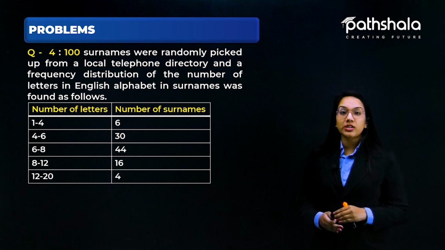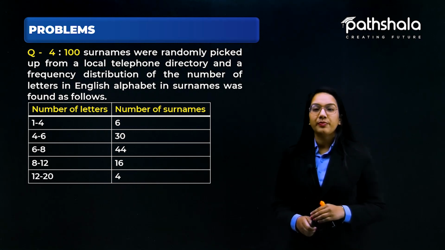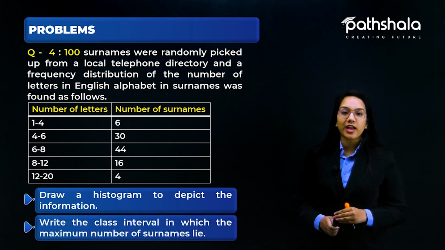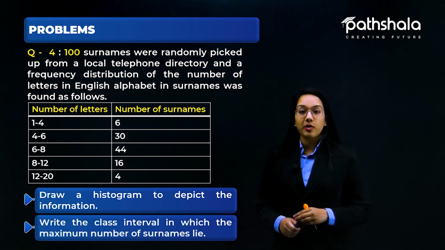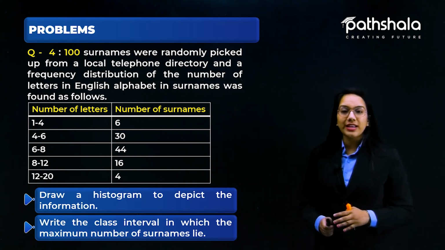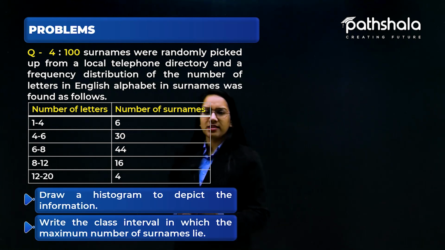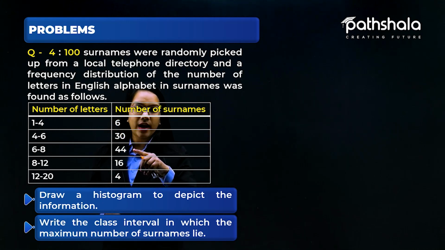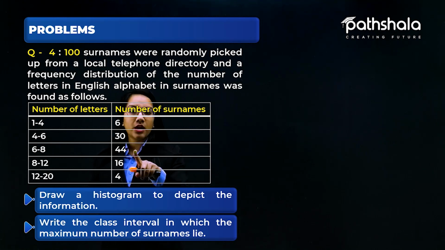The question here is: draw a histogram to depict the information, and second, write the class interval in which the maximum number of surnames lie. For the second question we can answer it now. The maximum number of surnames lie in the class interval 6 to 8, which is 44.